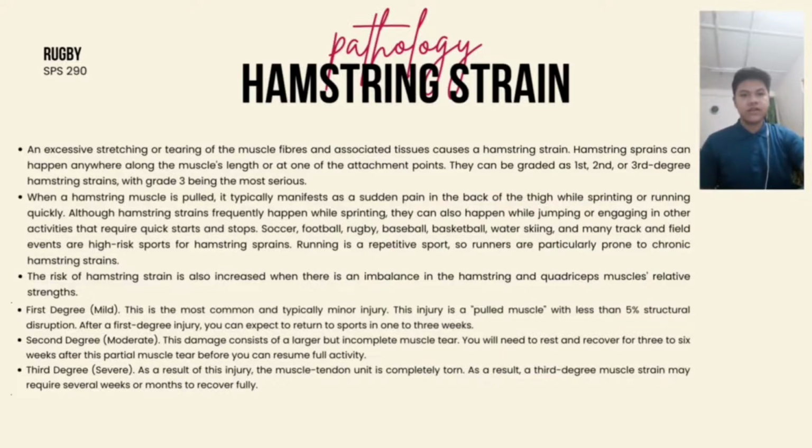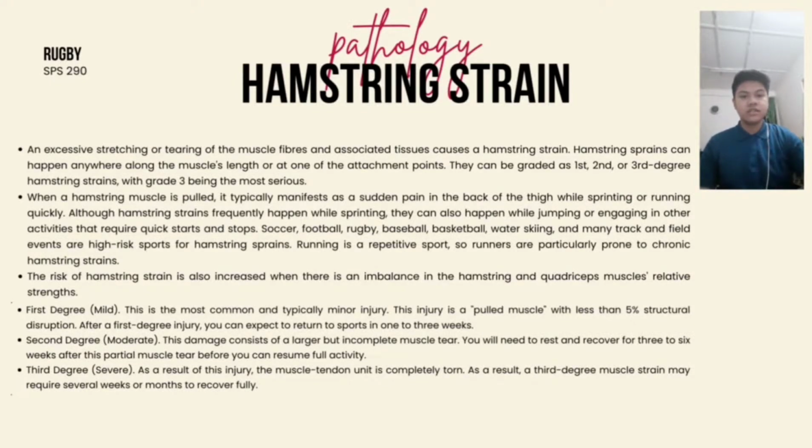Next, the effect of the hamstring strain injury. Muscle strains are classified as mild, moderate, or severe. The length of recovery time grows in proportion to the severity of the strain. The first one is first degree, which is mild. This is the most common and typically minor injury. This injury is a pulled muscle with less than 5% structural disruption. After a first degree injury, you can expect to return to sport in 1 to 3 weeks.